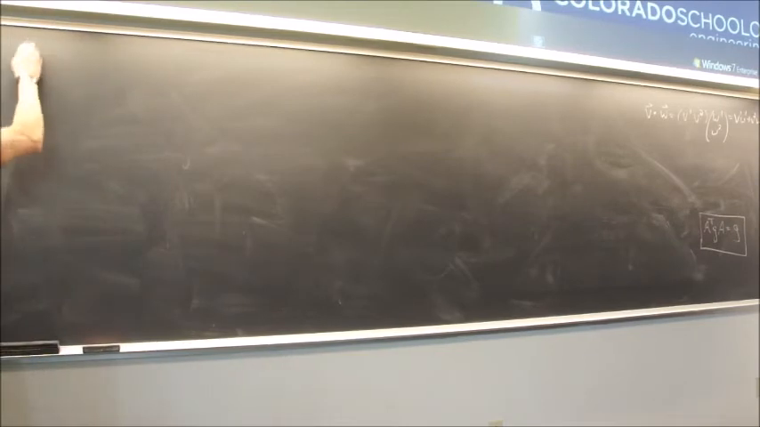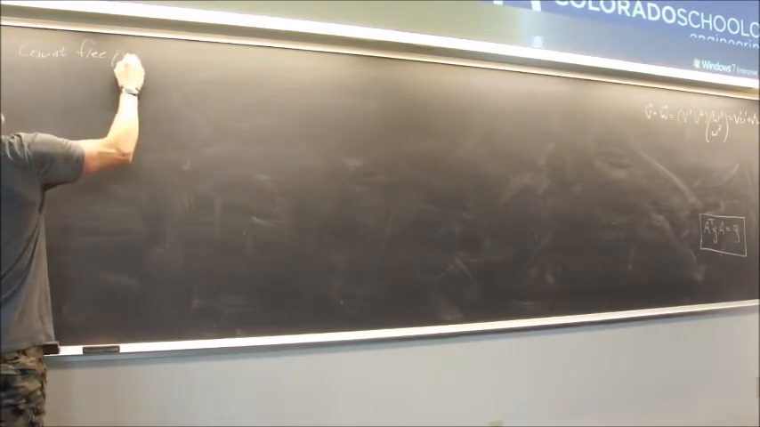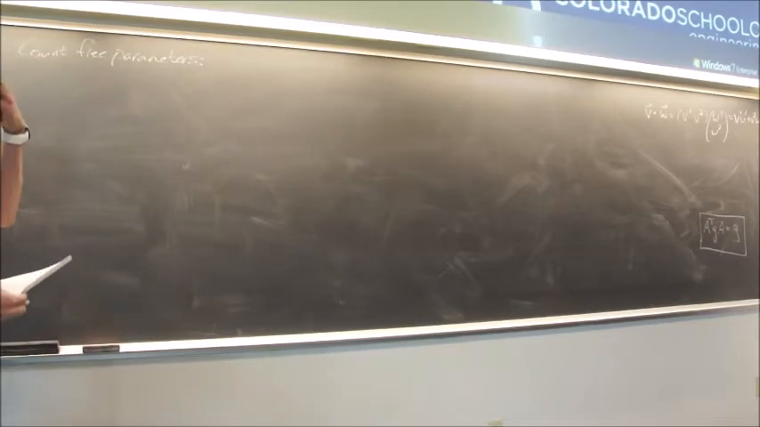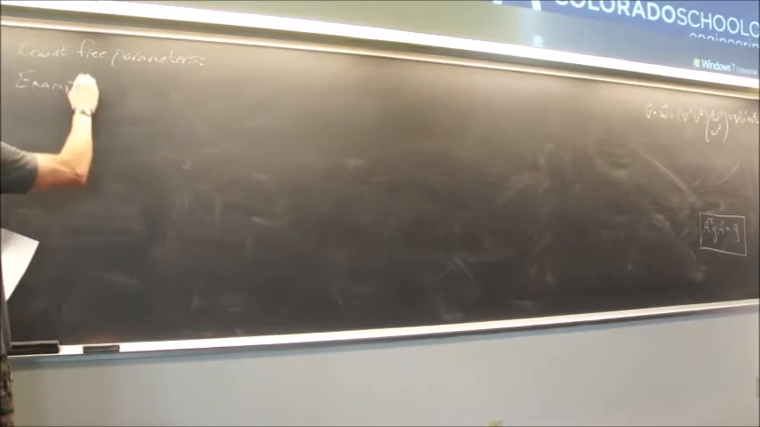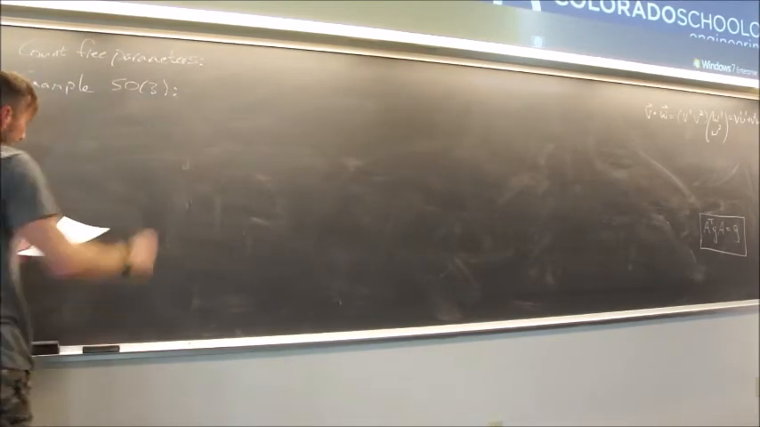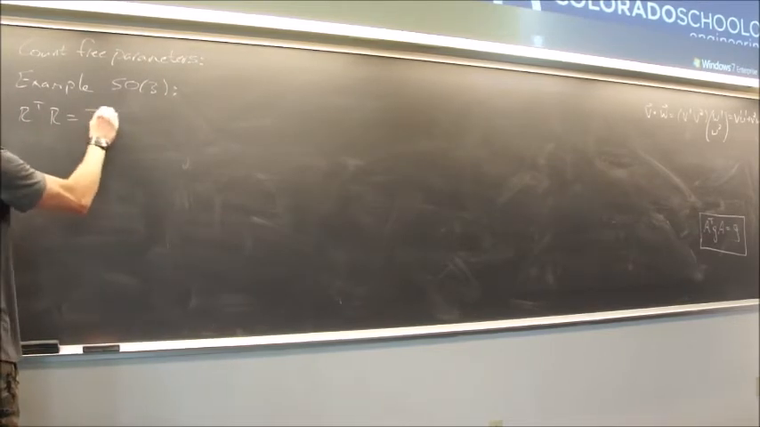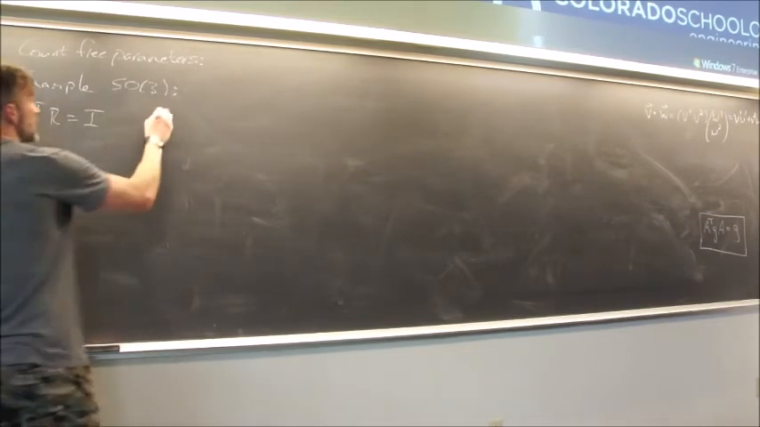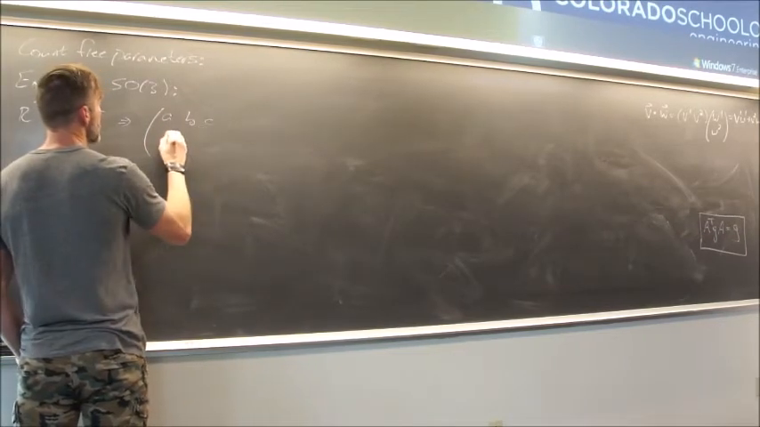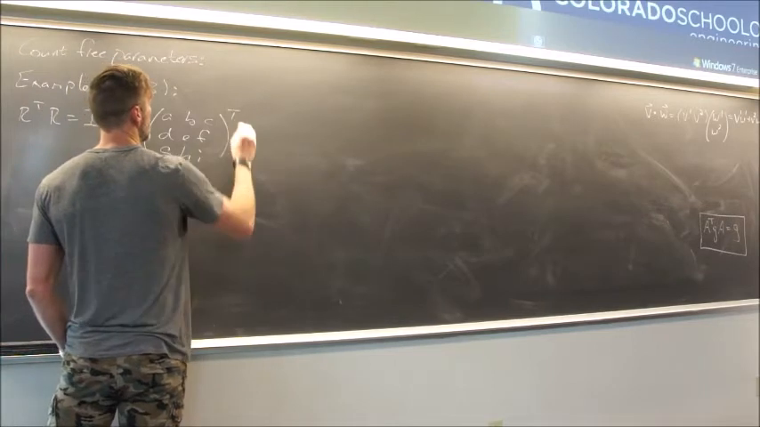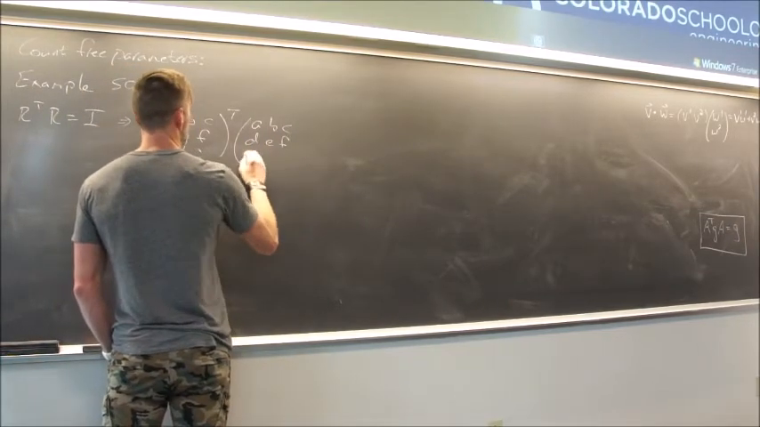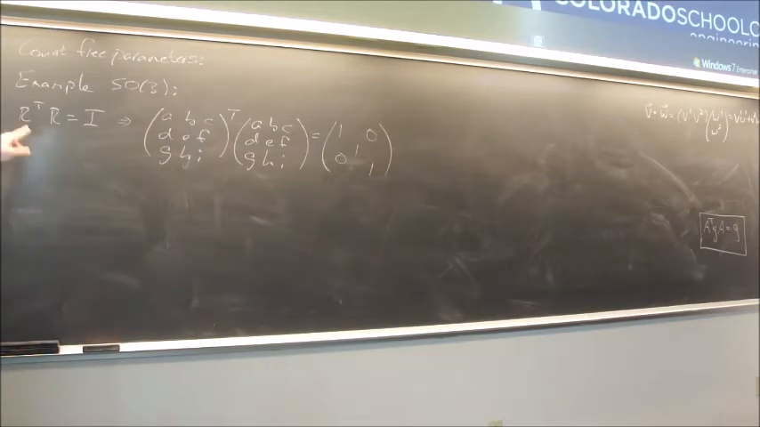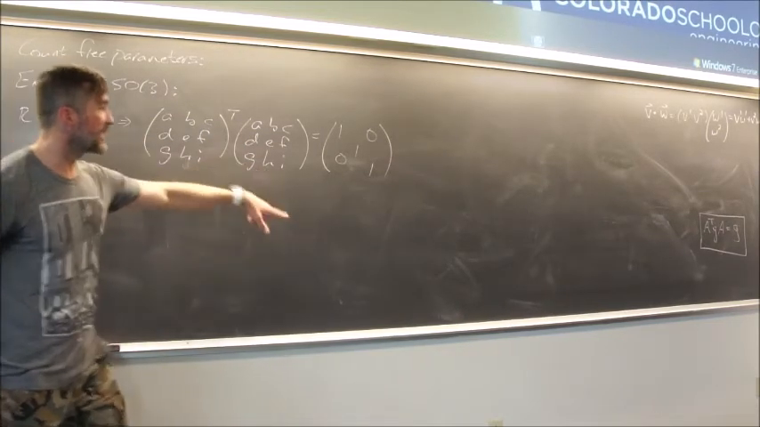So what I want to do now is count the free parameters in some groups. Okay, and we'll start with SO3. If I start with an SO3 transformation, I know that if I take an R and I transpose it and hit another R, or hit R itself, I get the identity. And so this tells me that if I take an arbitrary matrix and I transpose it and then multiply it by the original matrix, I better get the identity.